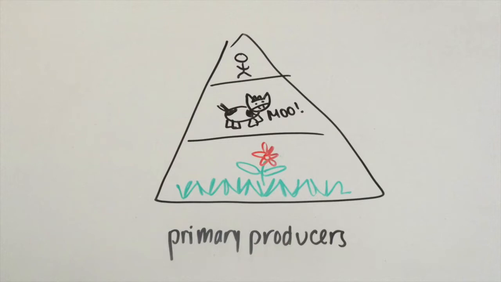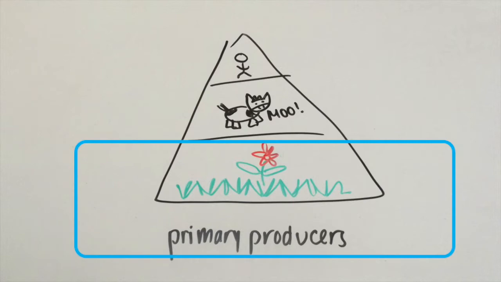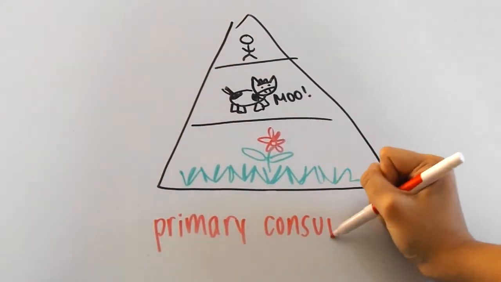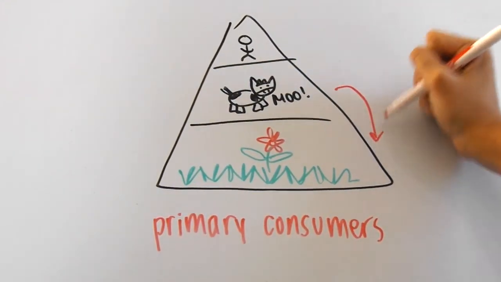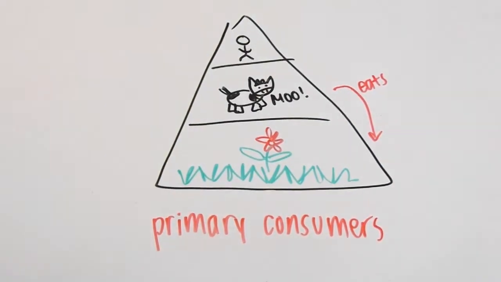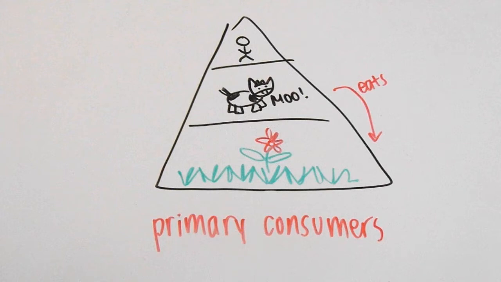You'll notice that the bottom level always starts with the organisms called primary producers. These are the plants. They produce their own food. The next level is filled with animals now, and these animals are called primary consumers. They're herbivores, since each trophic level feeds off of the trophic levels below them. And the primary consumers only have plants below them, so they only eat plants.